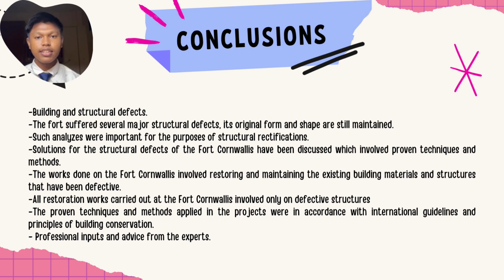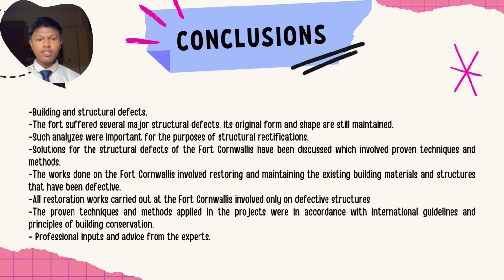Next is conclusion. There were a number of building and structural defects identified in the restoration project of the Fort Cornwallis, including major and fine cracks, leaning walls and collapsed walls, as well as demolished walls. Although the fort suffered several major structural defects, its original form and shape are still maintained. Upon identification of the structural defects, several structural analyses were carried out on the existing building material and structures in order to identify their components and strengths. Such analysis will be important for the purpose of structure rectification.